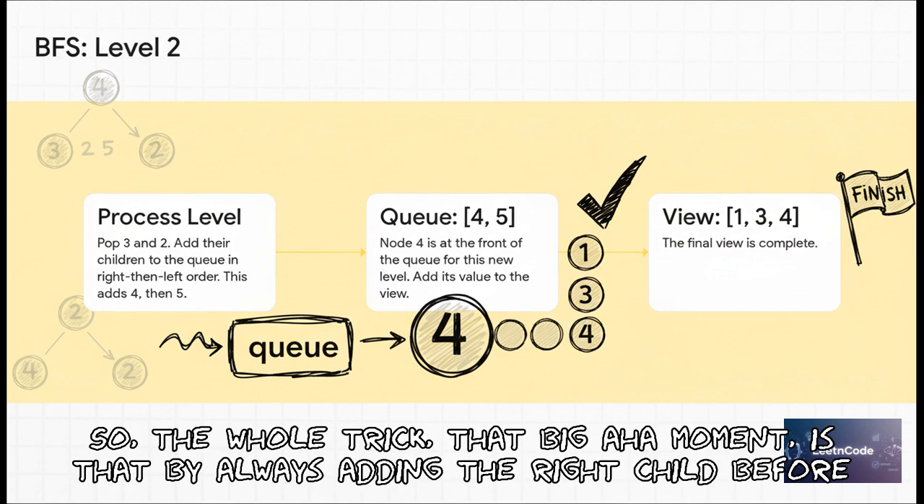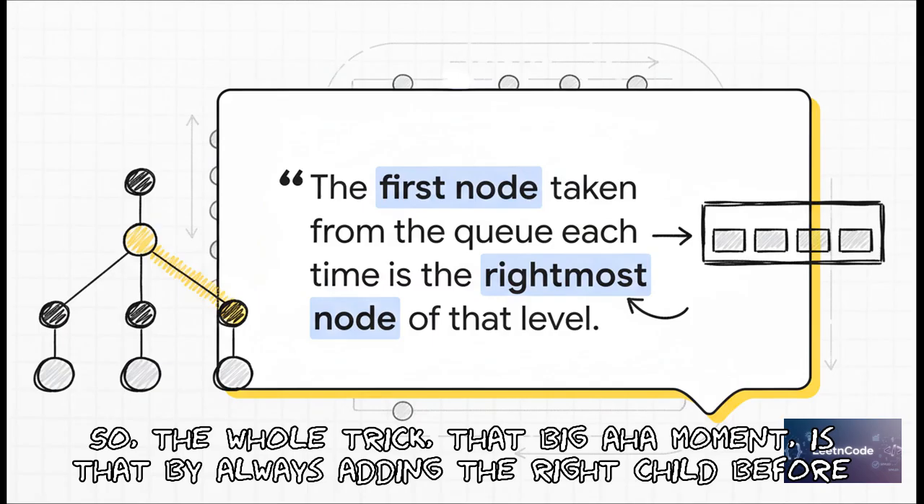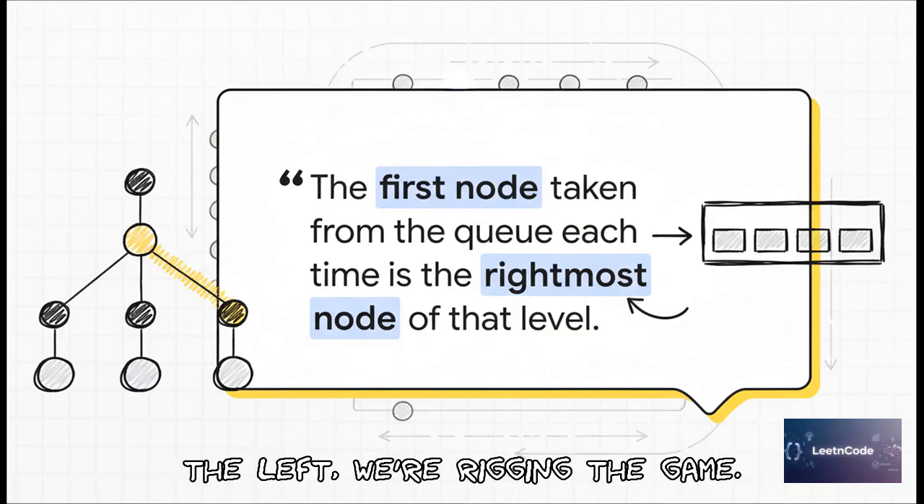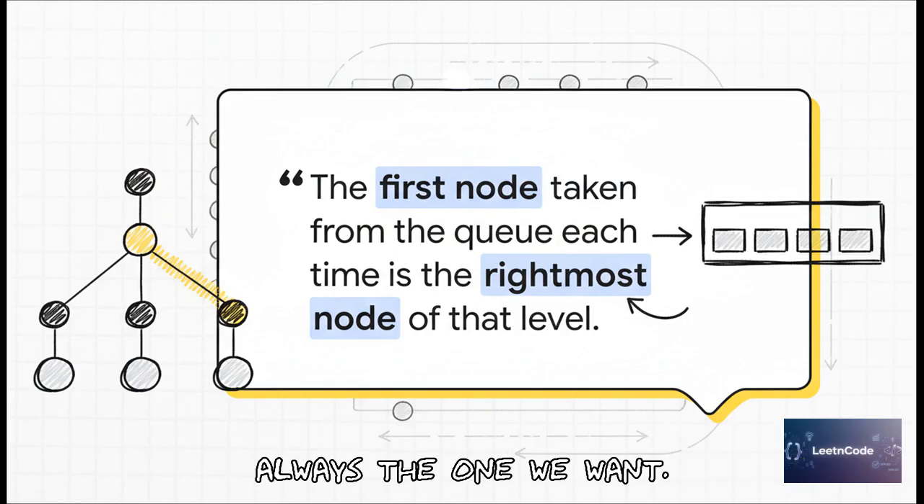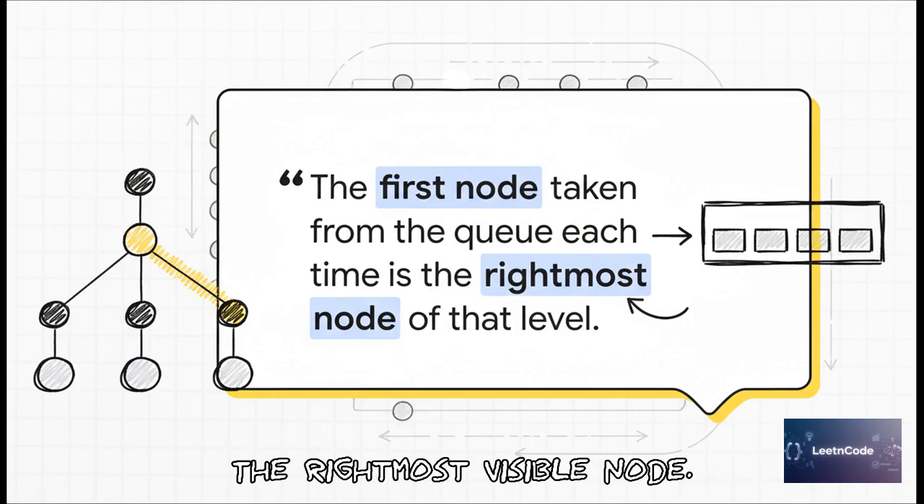It works. So, the whole trick, that big aha moment, is that by always adding the right child before the left, we're rigging the game. We're guaranteeing that the very first node we look at for any given level is always the one we want, the rightmost visible node.